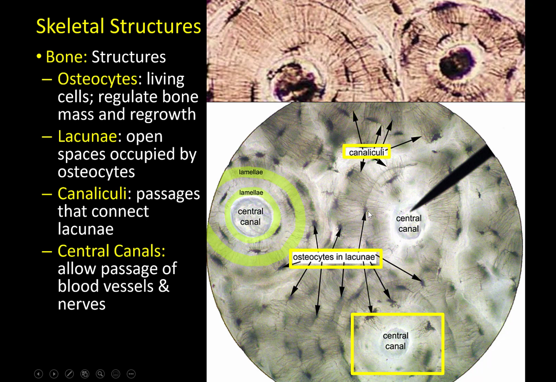Now, living cells are going to need support. They will need nutrients. They will need an oxygen delivery system. They'll need a way to get rid of waste and CO2, which means they're going to need access to a blood supply via blood vessels. Central canals are larger openings, larger tunnels in the bone where you can find blood vessels and also nerves.